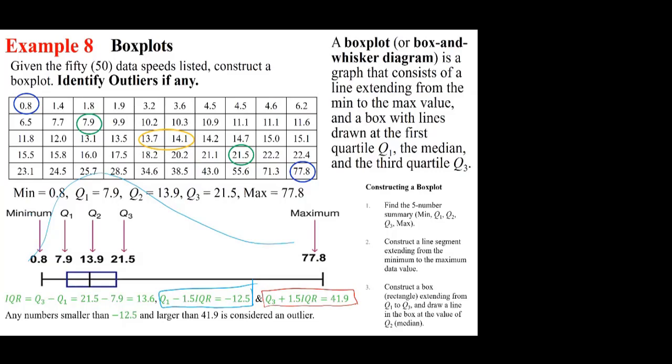So all you have to do, look at your data, and you see you don't have anything less than negative 12.5. So look at 41.9, and clearly 43 is larger and everything after that. Therefore, they are considered as outliers.